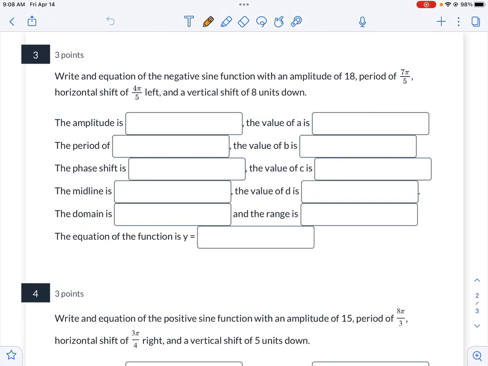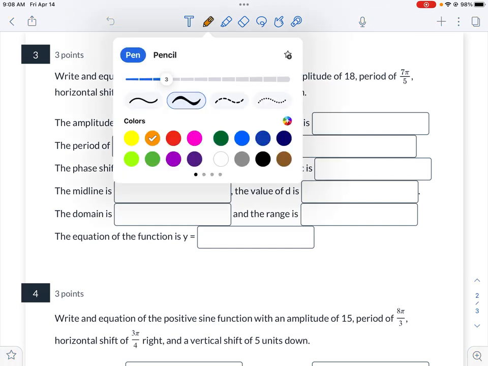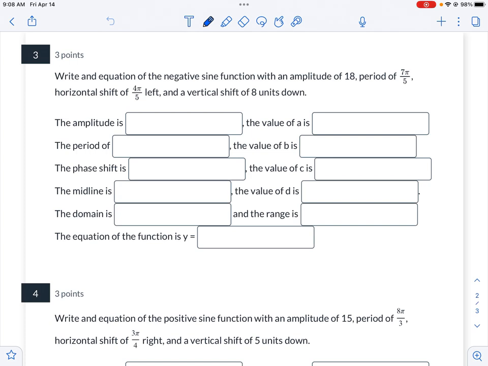Hey friends, so this video is going to be how to write the equation of a sine or cosine function. And so when we are finished, our answer is going to look like y equals a sine of b theta plus c, plus d. So when we're finished, that is what we want.